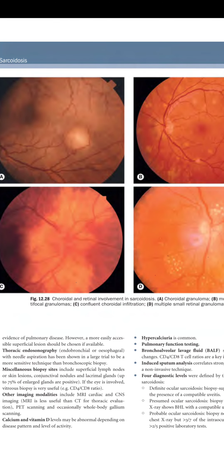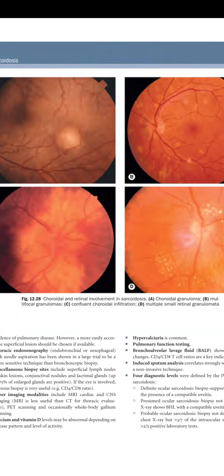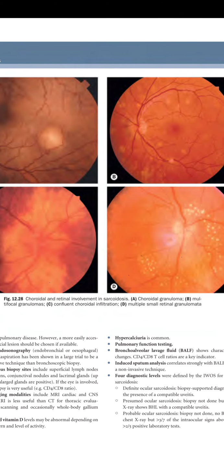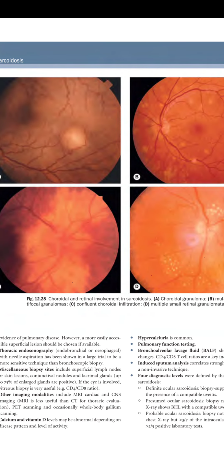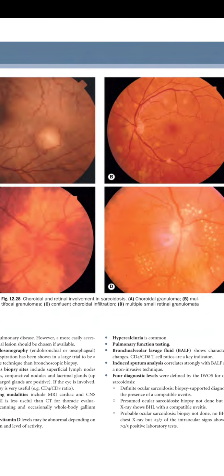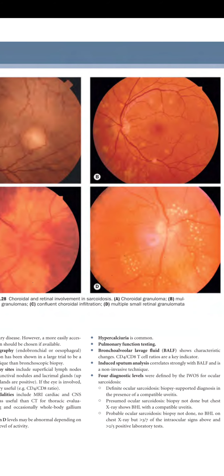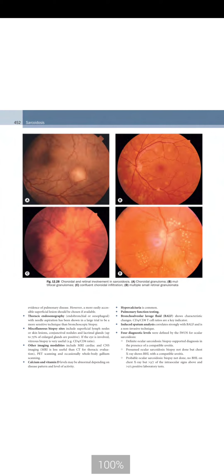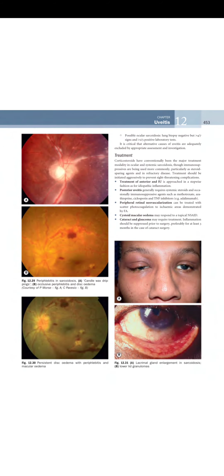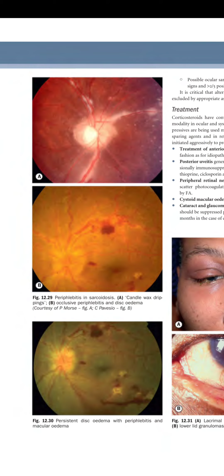Next is the choroidal and retinal involvement in sarcoidosis. A is showing choroidal granuloma. So this is a granuloma in the choroid. B is showing multifocal granulomas. C is showing confluent choroidal infiltration, and D is showing multiple small retinal granuloma, which is small yellowish white lesions. And 12.29 is showing periphlebitis in sarcoidosis. A is showing candle wax stripping, so you can see the exudates around the veins. And B is showing occlusive periphlebitis, and there is the disc edema.